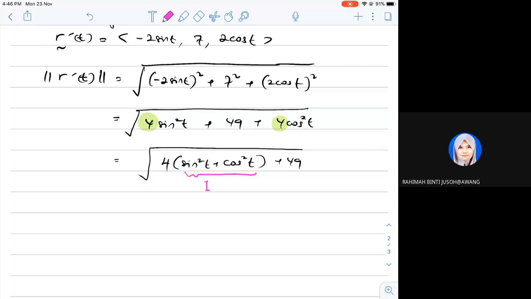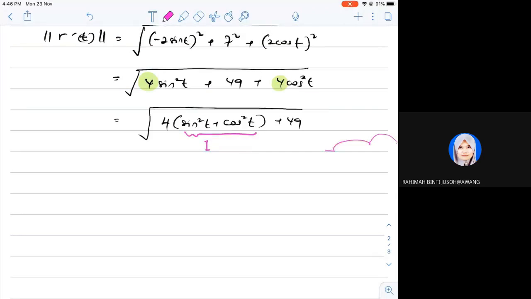I have one question for you. What if we have sine squared 3t plus cos squared 3t? Is it equal to 1? The answer is yes. The condition is you have to make sure that the coefficients of t are the same. If you have sine squared 4t plus cos squared 4t, it also equals 1. In this case, we just have t, so it should be easier.